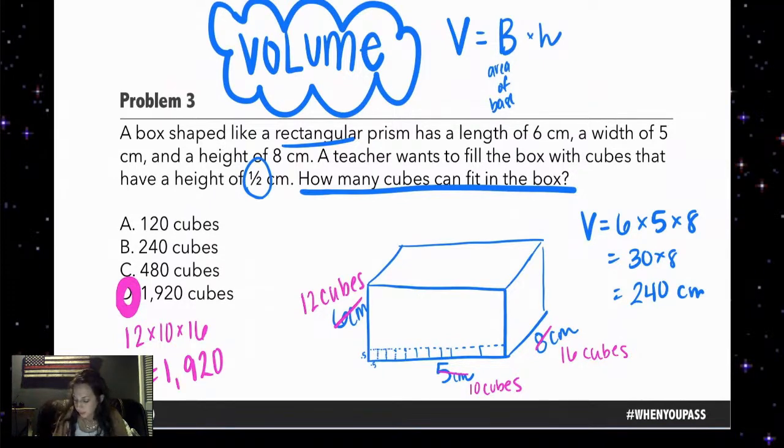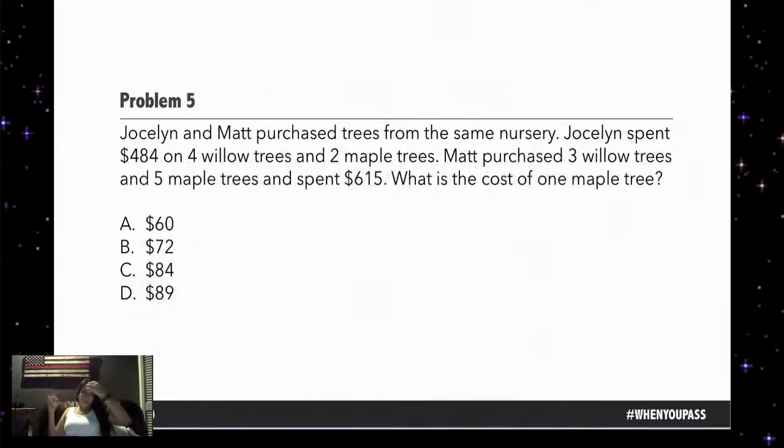Absolutely. All right. Problem number 5. We're really sticking into linear equations tonight. I don't know why. It just kind of was something I wanted to do.